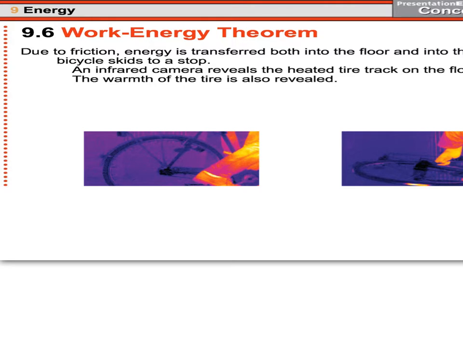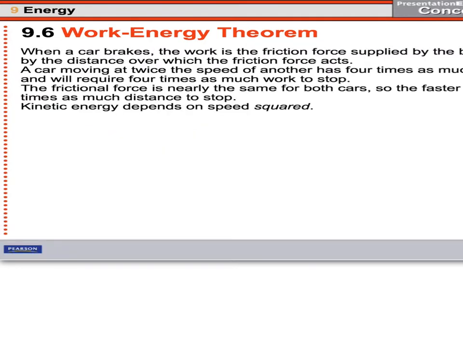There you go. As he skids to a stop, you see heat. Heat is another form of energy. When a car brakes, the work is the frictional force applied by the brakes multiplied by the distance over which the force acts. A car that moves at twice the speed of another has 4 times as much kinetic energy, and so requires 4 times as much work to stop.